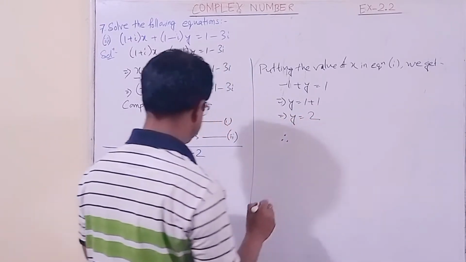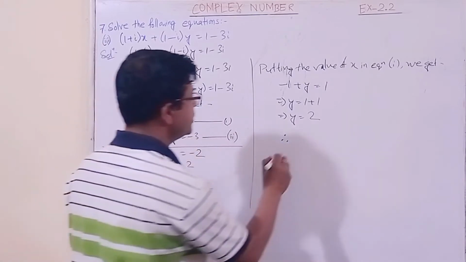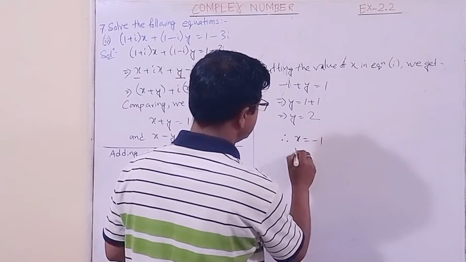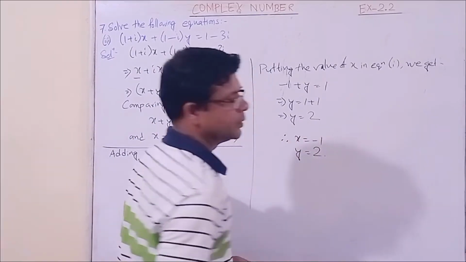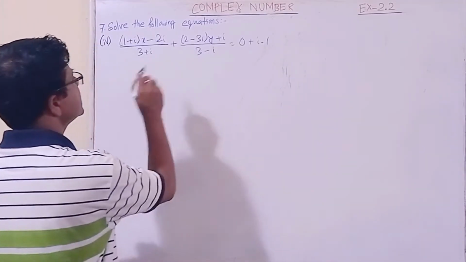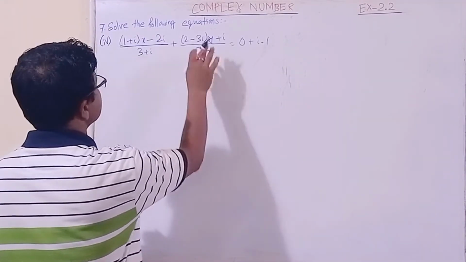Therefore let us write the solution. The solution will be x equal to minus 1 and y is equal to 2. Now dear students, we have taken number 4. Let us solve it. We have to find the values of x and y.